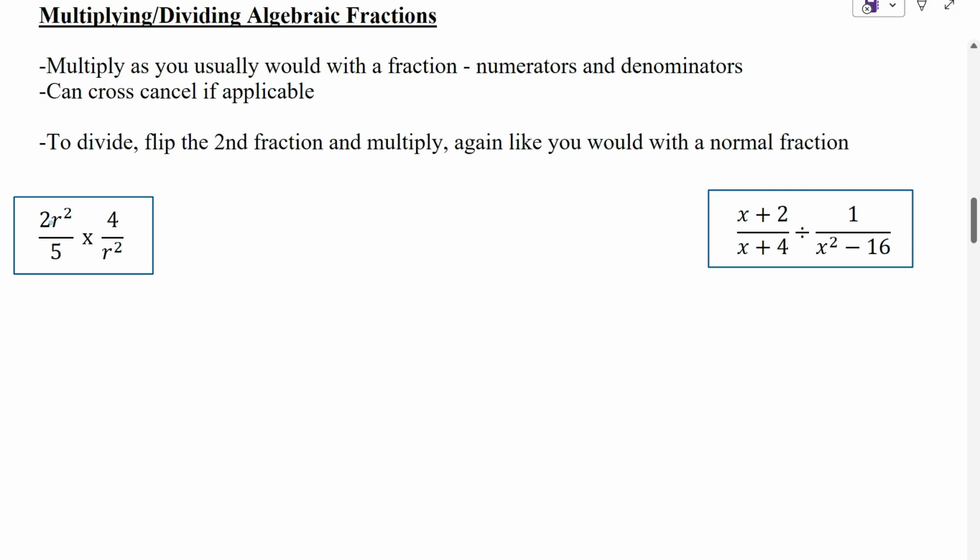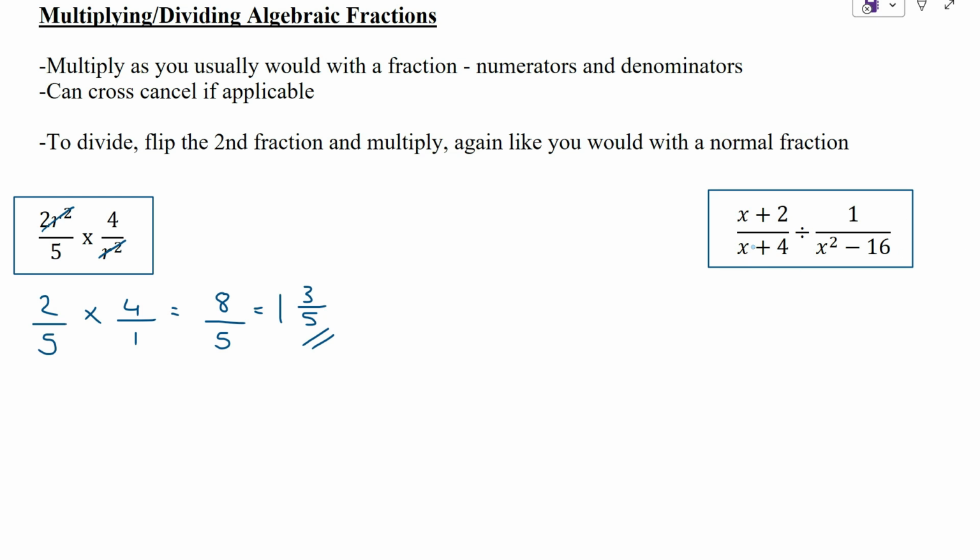So let's look at this first one here. 2r squared over 5 multiplied by 4 over r squared. Pretty simple. One thing we can see straight away, we can cross cancel these two. So we're actually left with 2 over 5 multiplied by 4 over 1, which if we multiply as normal will give us 8 over 5. And if we wanted to change this into a mixed number, we would have 1 3 over 5.